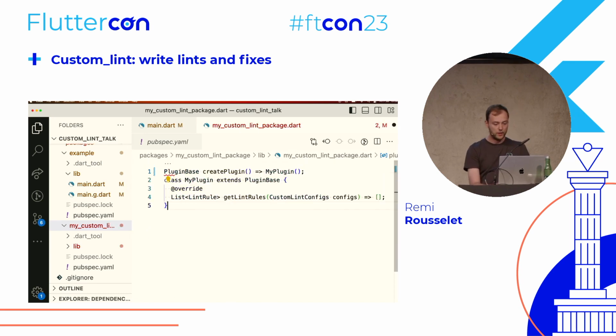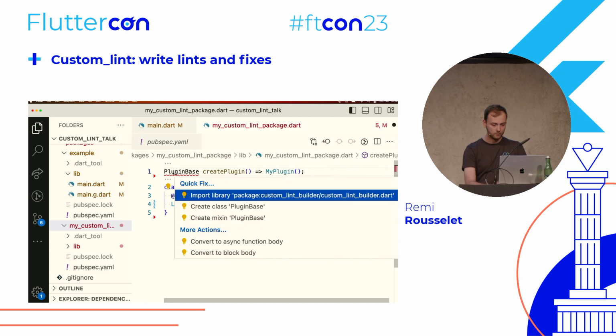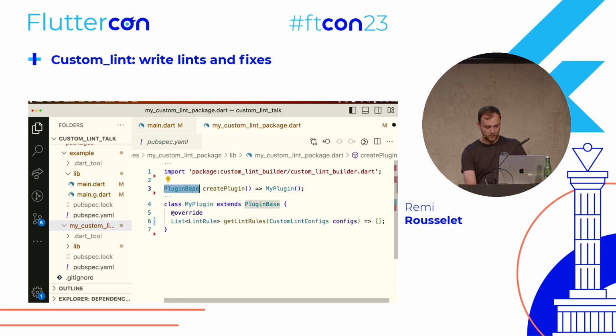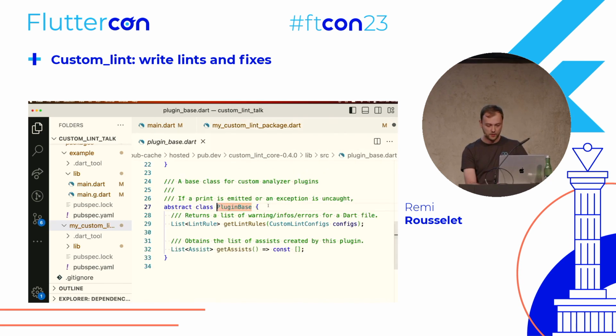In here, we create a function called createPlugin, which returns an object called PluginBase, which comes from custom_lint_builder. This object is just a class, which has a few methods for either defining lints or maybe refactorings, which we call assists in the analyzer world.